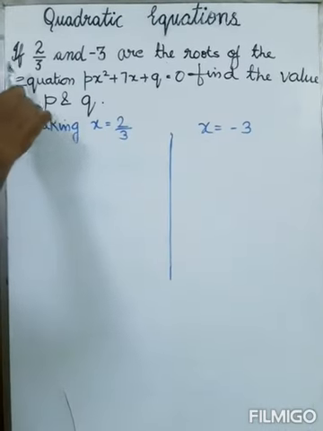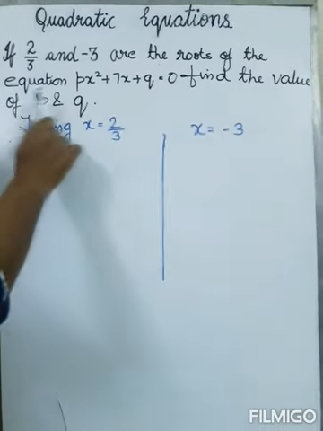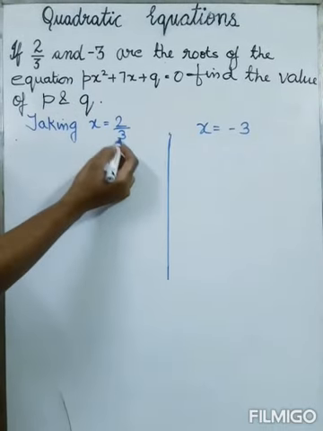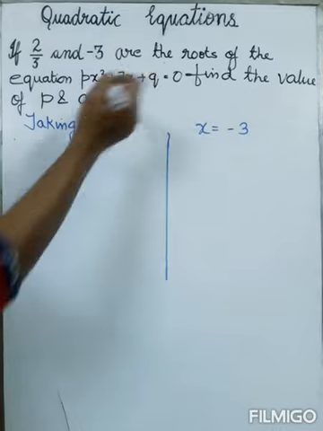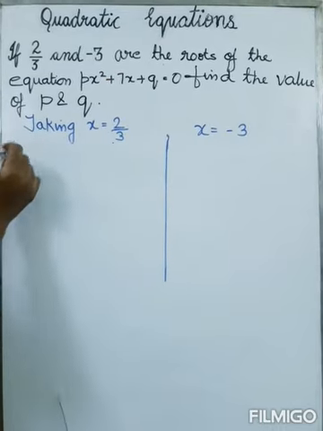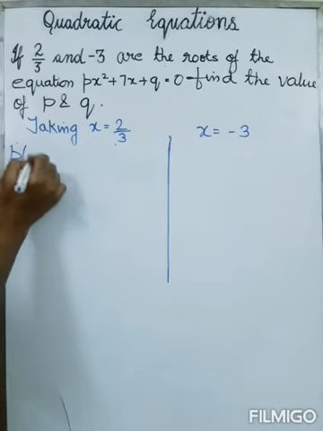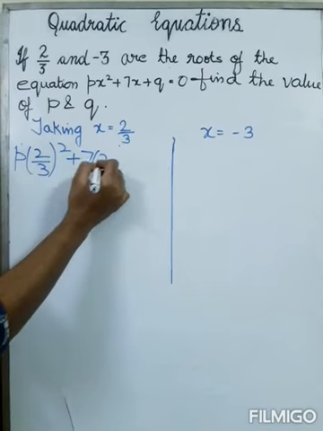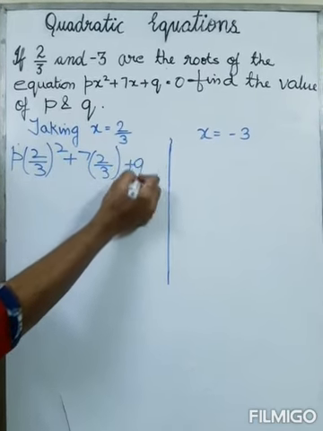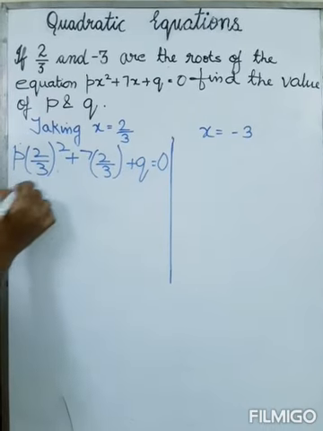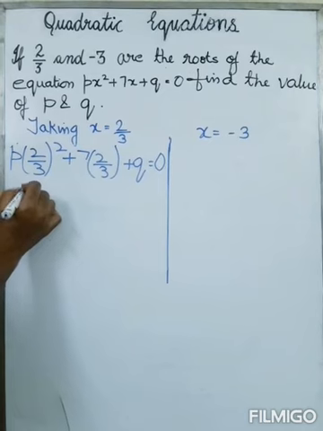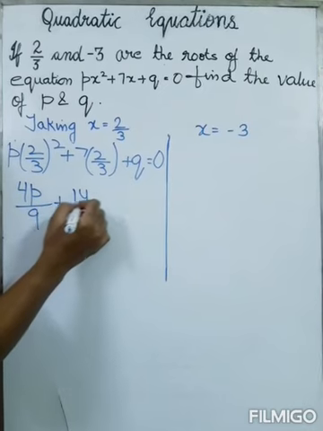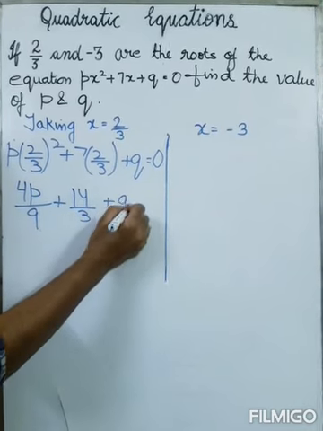I am taking a new question. If 2 by 3 and minus 3 are the roots of the equation, this is the equation given, find the value of p and q. Now we need to take here x equals to 2 by 3 because they are the roots. Substituting this, the equation will be equal to 0. So in place of x I am writing 2 by 3. Here we will have p times square plus 7 times 2 by 3 plus q equals to 0. Now 2 by 3 whole square will be 4 by 9. So 4p over 9 plus 7 2s are 14, 14 by 3 plus q equals to 0.